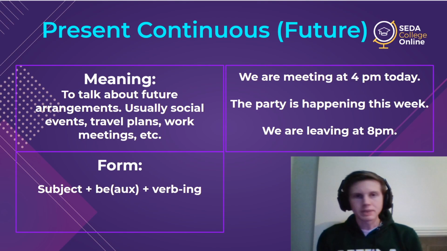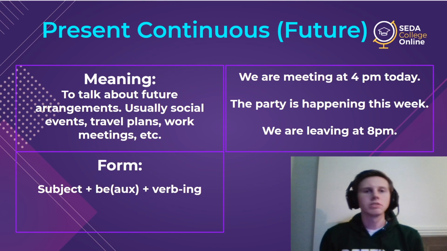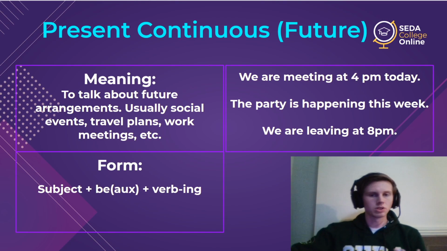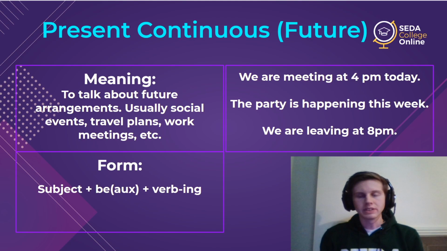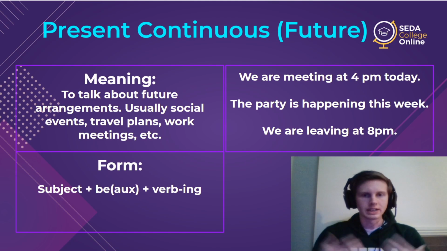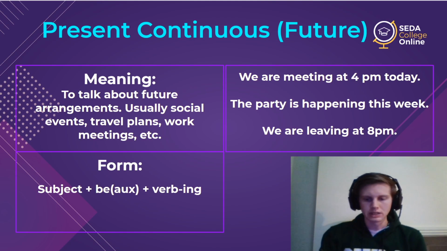We are meeting at 4 p.m. today. You see that in an email from your boss. We're meeting at 4 p.m. today. Or maybe you're talking to a friend. Oh yeah, this party is happening this week. We see is happening being the present continuous there to say this week in the future. Or, we are leaving at 8 p.m. So all of these ideas are kind of social plans, social ideas, or travel. That's where we express these future ideas with the present continuous.